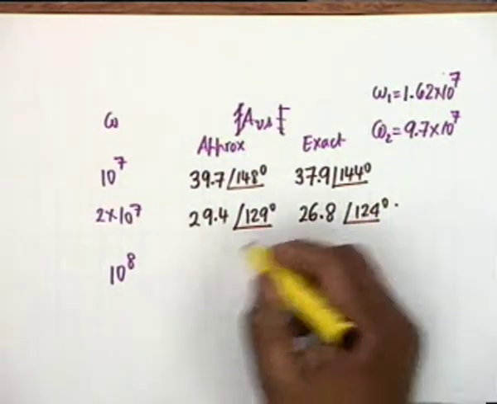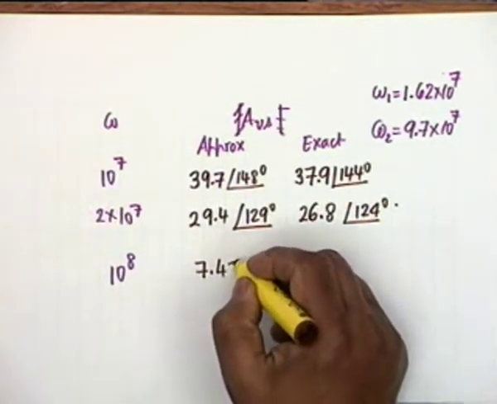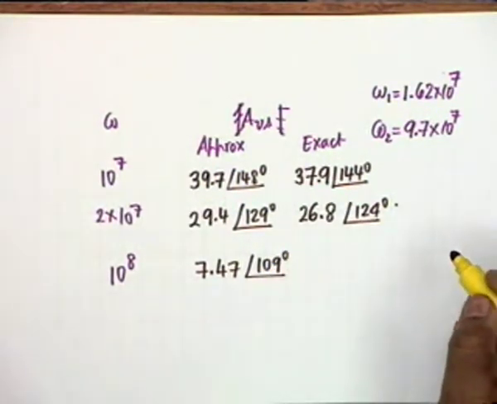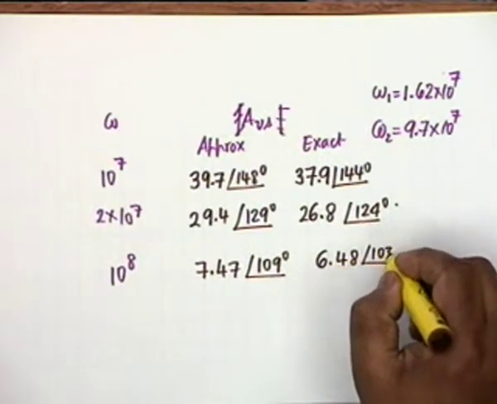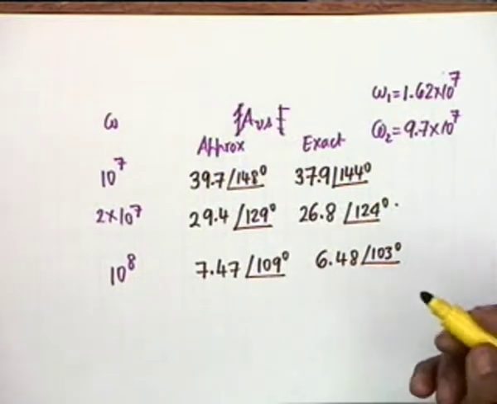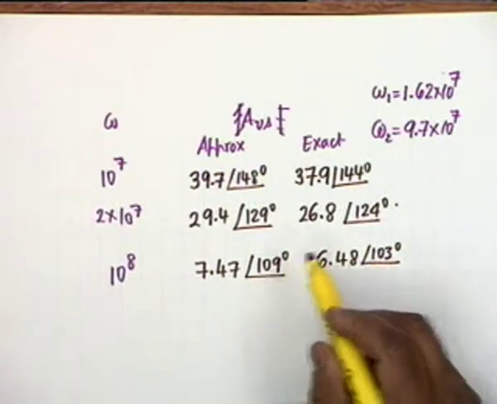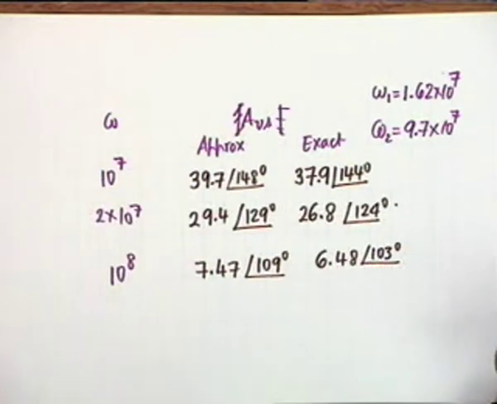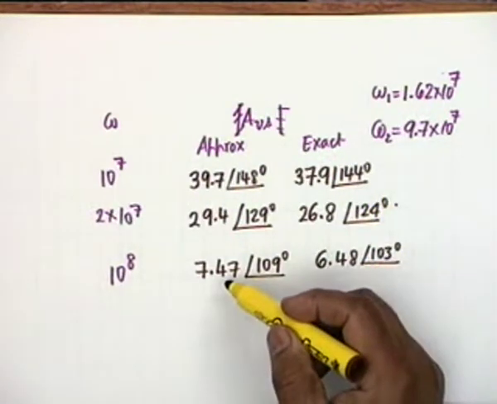And far away, that is nearly at omega 2, the gain is still less, 7.47, the angle is 109 degrees, the exact value is 6.48, angle 103 degrees. The angle does not change substantially. Between the exact and the approximate, you see this is 4 degrees, this is 5 degrees, this is 6 degrees. The angle doesn't change substantially, and 4 degrees in what? 144 degrees. So the percentage error is much less. It is in the magnitude.